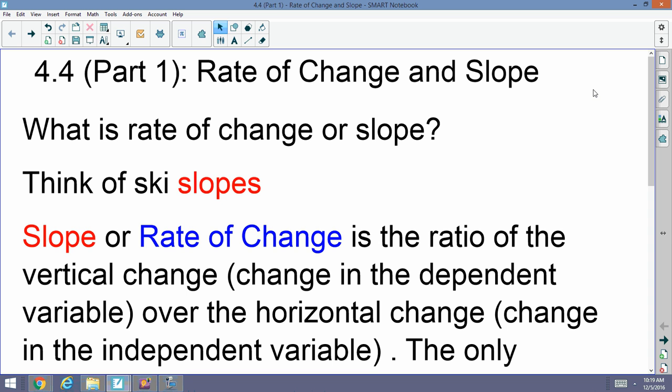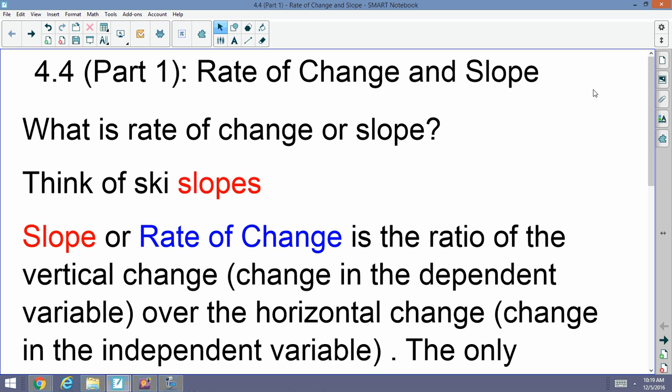Today we're going to continue talking about linear functions, and we're going to really talk about the most important part, I think, in my opinion, of a line, or of a linear function, and that's the slope. The slope is basically the angle at which a line is headed.